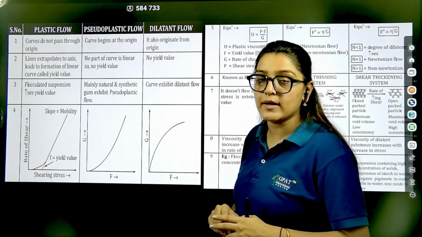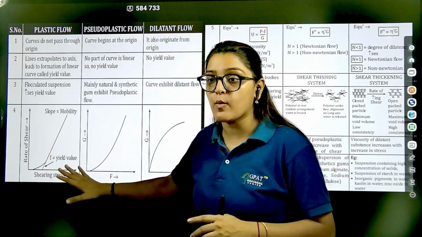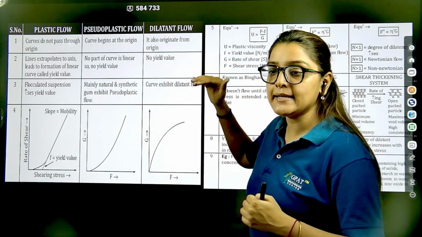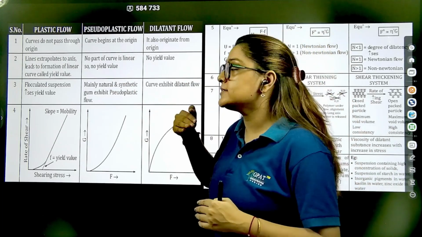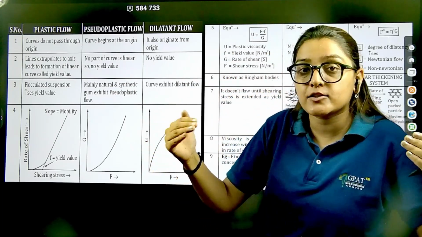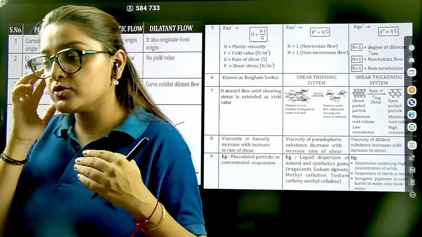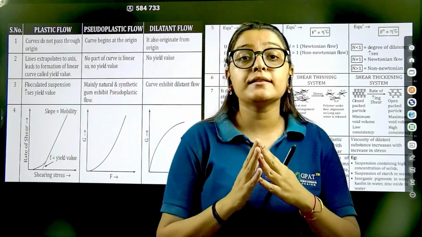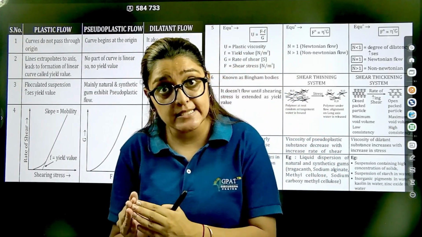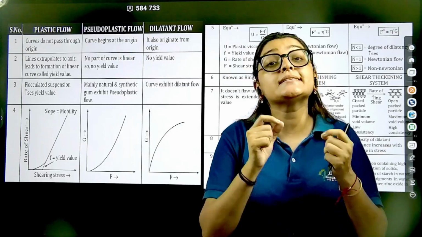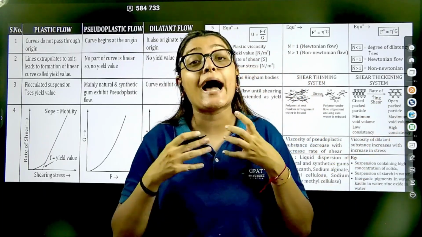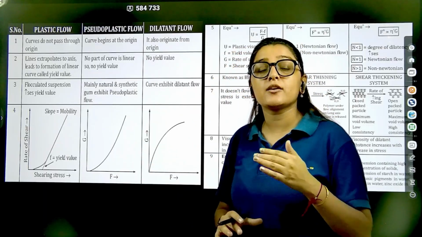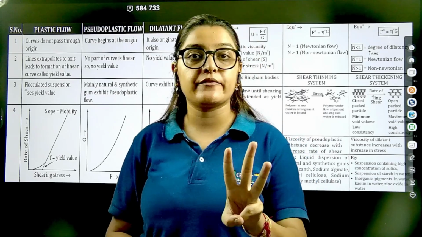In the pseudoplastic ones, no yield value is required. As you apply the stress, the material easily begins to flow. Third, in the dilatant system, once you apply the stress, the material expands or dilates, right? From the name you can see dilatant flow. So the material is able to dilate. That is why the pseudoplastic ones are known as shear thinning systems. The dilatant ones are known as shear thickening systems because of their ability to dilate or expand, right? In the case of the plastic systems, we say these are known as Bingham bodies. All these 3 points are very important.